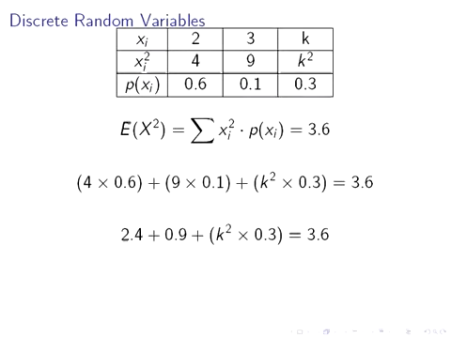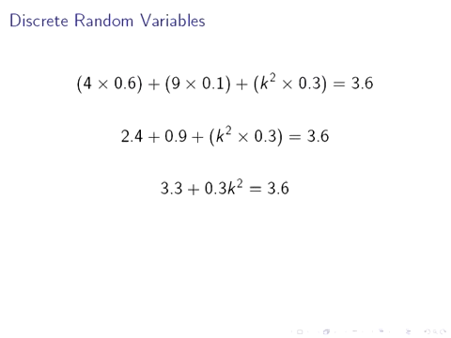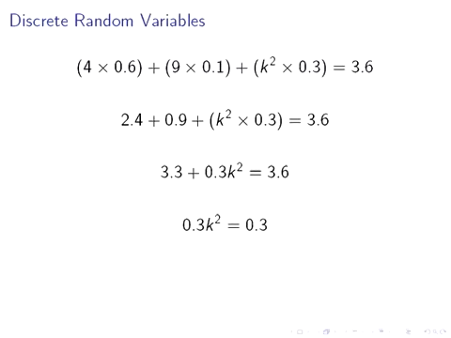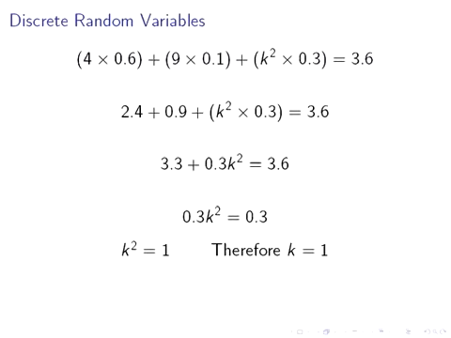So 2.4 plus 0.9 plus 0.3 times k squared gives us 3.6. If we add those two numbers together, 2.4 and 0.9, we get 3.3 plus 0.3 times k squared equals 3.6. So we subtract 3.3 from both sides, and we have 0.3 k squared equals 0.3. So k squared equals 1, and therefore k is equal to 1.